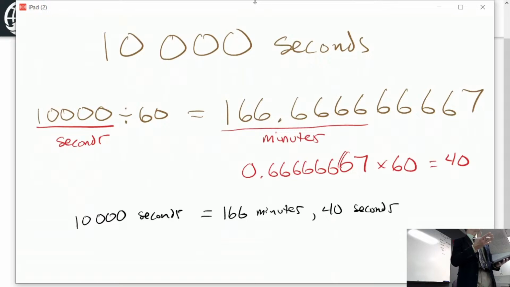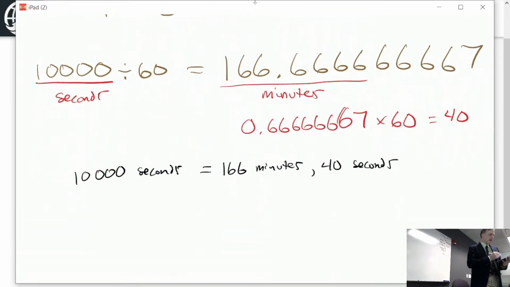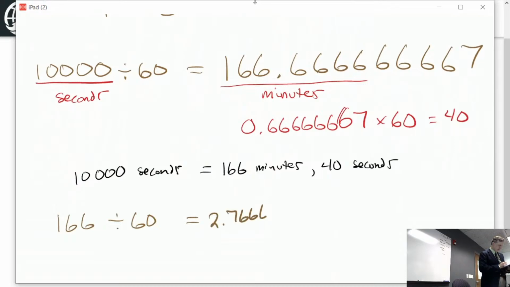Okay, then I'm going to take the minutes. Now, this is much more comfortable probably, because if you had to go see a movie, and the movie was 166 minutes long, you probably know how long that is, don't you? Or at least approximately. You've got a feel for that. But I'll do it using the same sort of technique. I take the 166, divide it by 60. Give me a sec here. 166 divided by 60, and I got 2.76667.